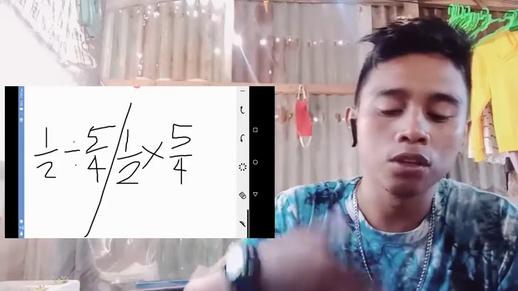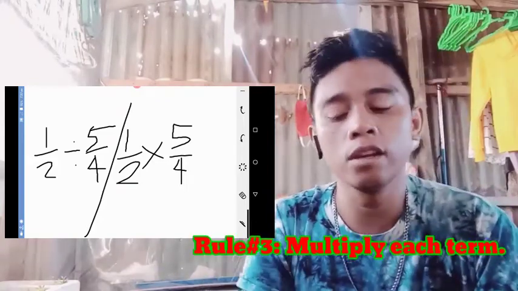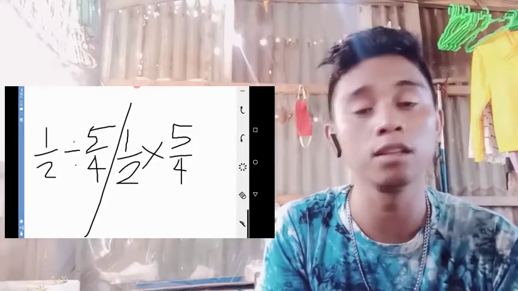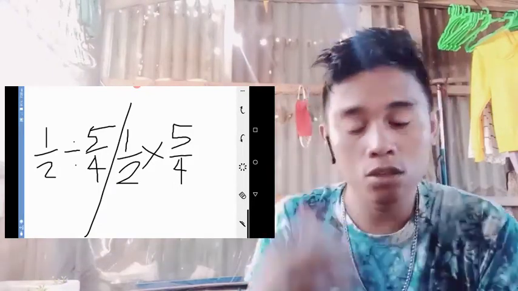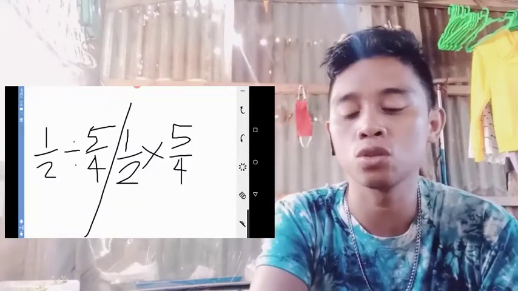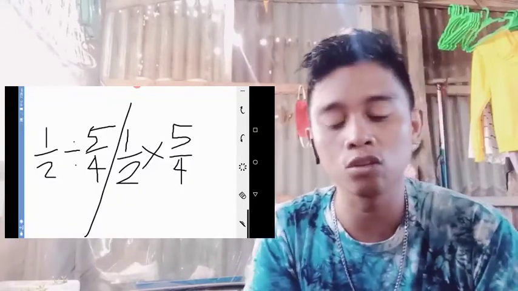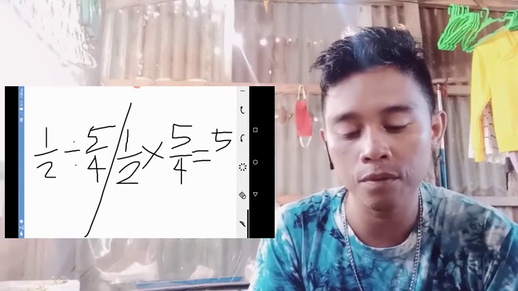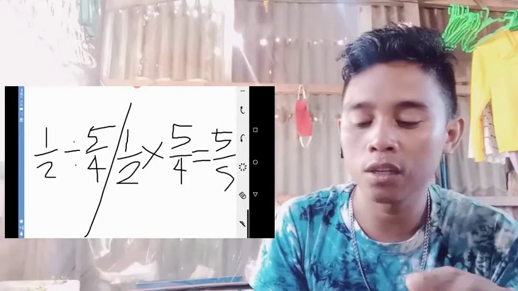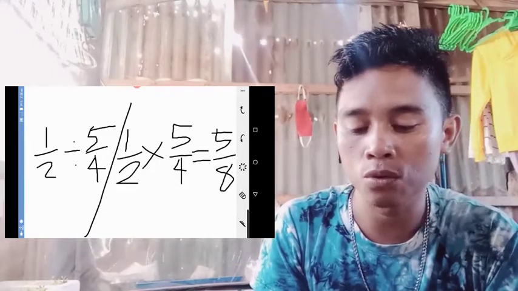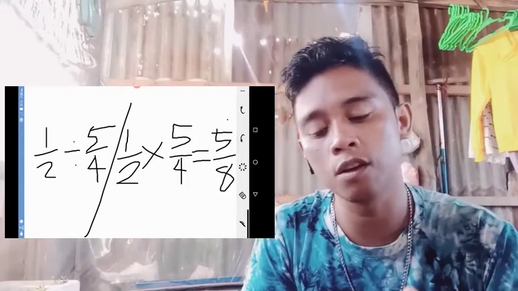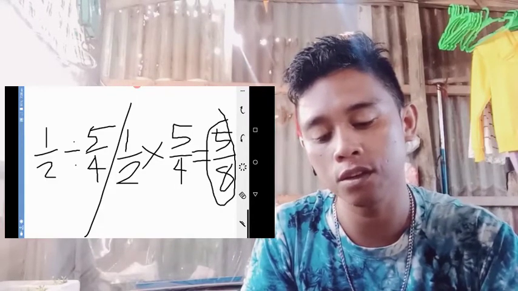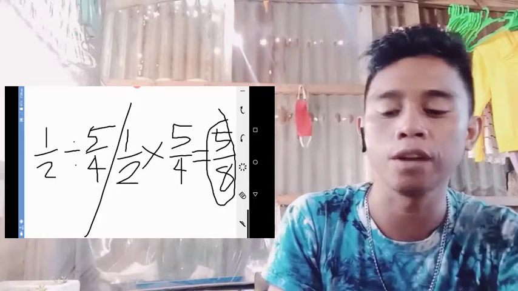So let's go to the third rule, which is multiply each term. We need to multiply numerator to numerator and denominator to denominator. The numerator of the first term is 1 and the numerator of the second term is 5, so 5 times 1 is 5. 2 times 4 is equal to 8. So our quotient now is 5/8. Very simple. 5/8 is the quotient.